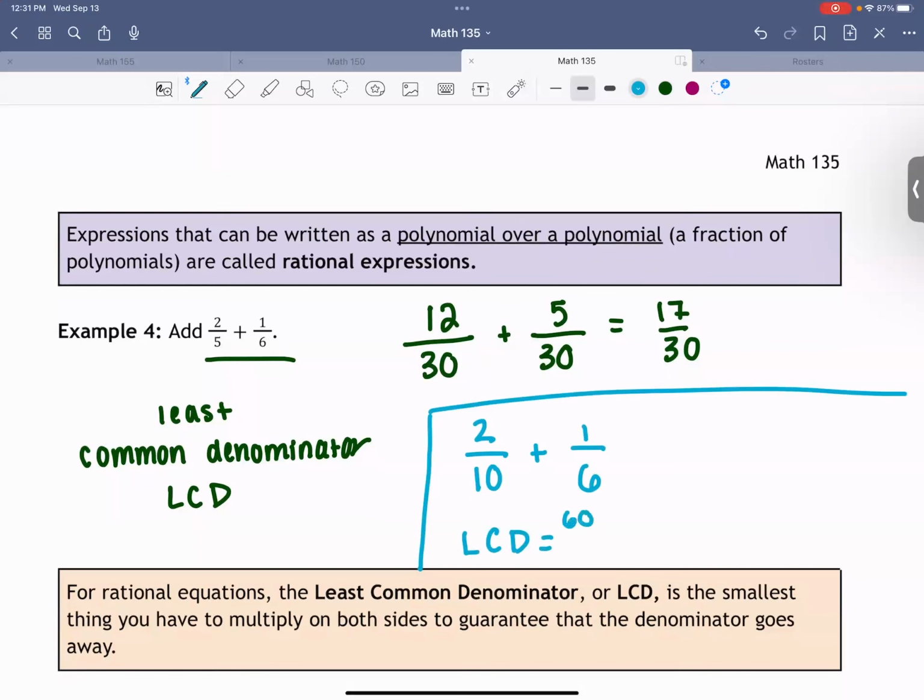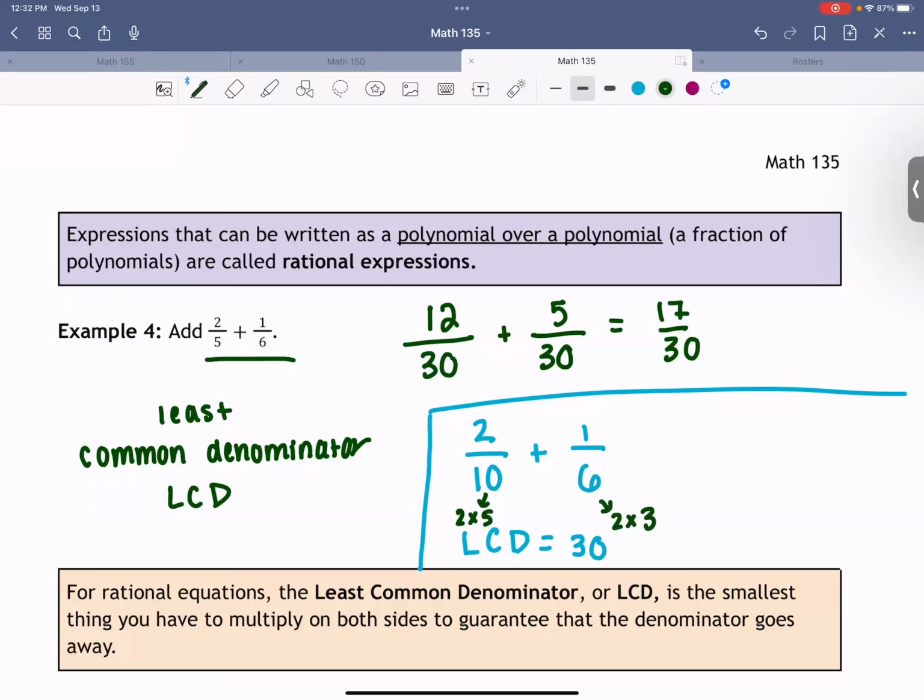60 is a common denominator, but it's not the least. It's actually 30, okay? And the reason it's 30 is let's just take a look at each of these denominators. 10 is 2 times 5, right? 6 is 2 times 3, okay?